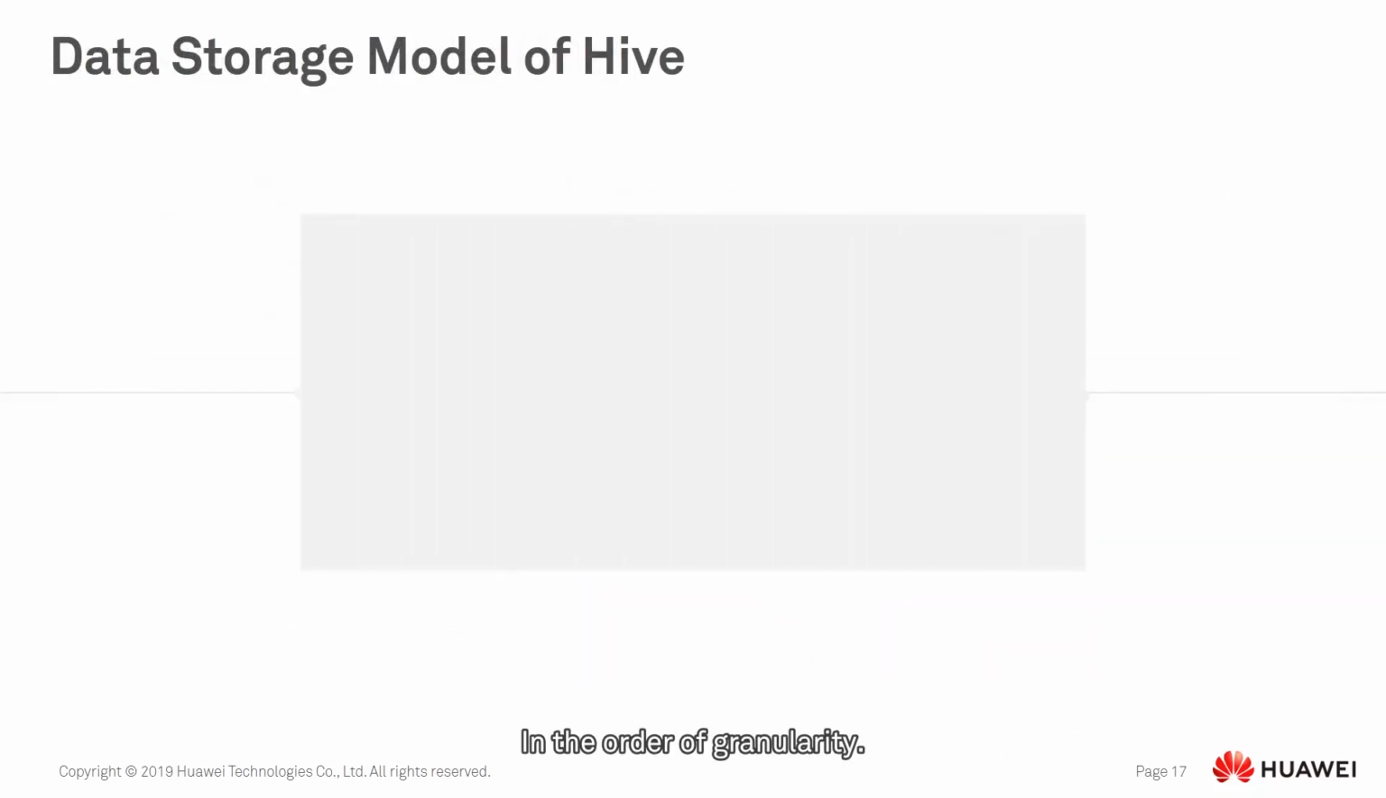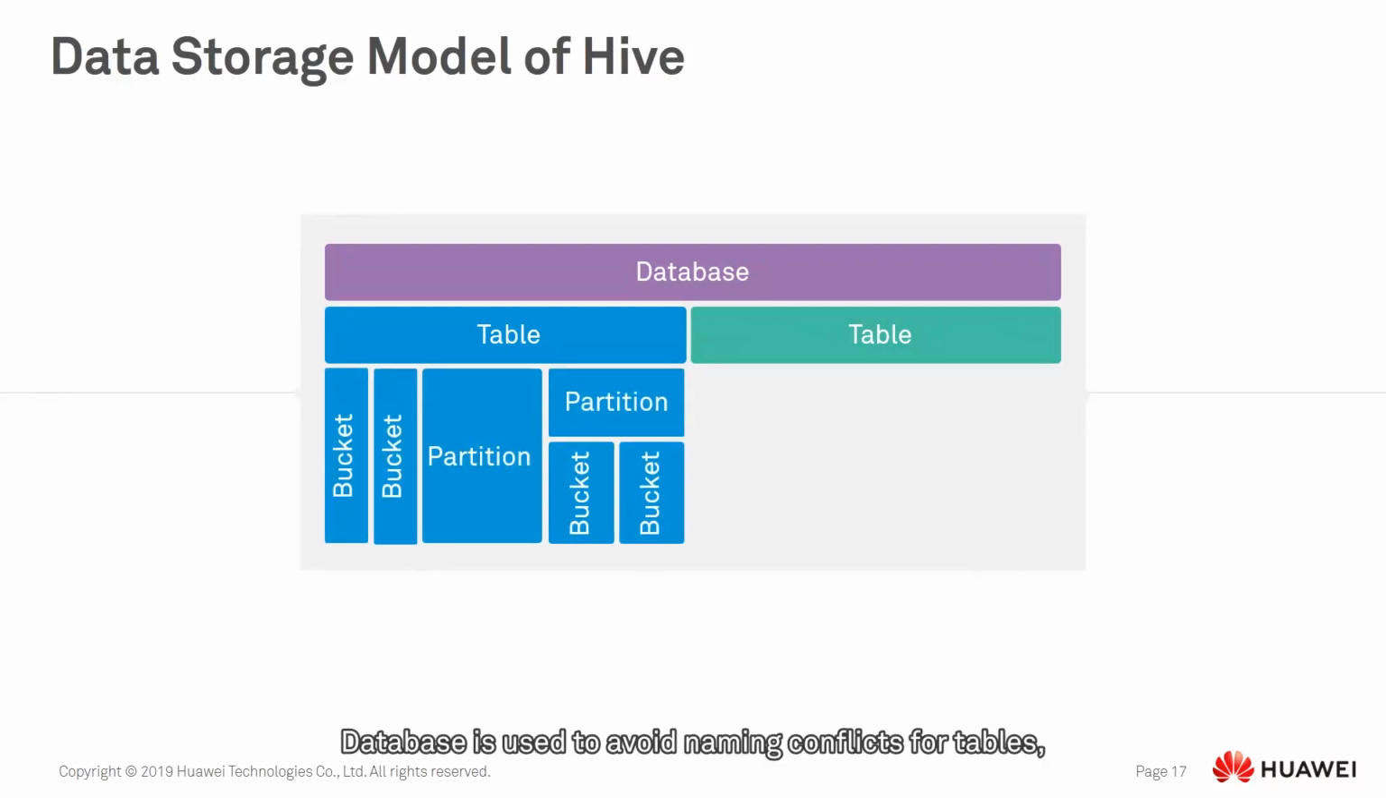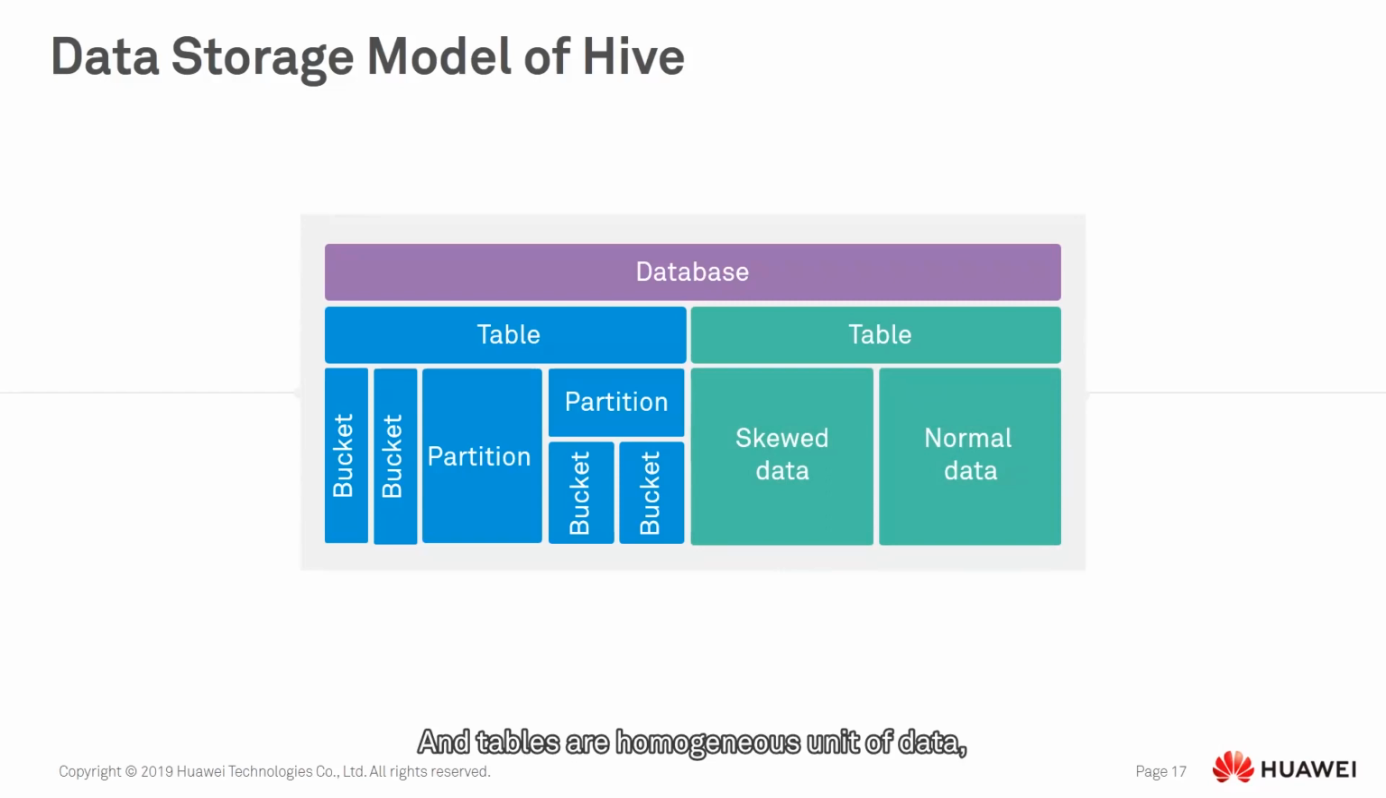In the order of granularity, Hive data is organized into database, table, bucket, and partition. A database is used to avoid naming conflicts for tables, fields, partitions, columns, and so on, and can also be used to enforce security for a user or group of users. If the database is not specified when a table is created, the default database is used. And tables are homogeneous units of data which have the same schema. A table corresponds to a directory in HDFS physically.